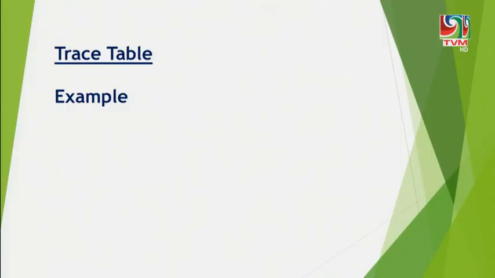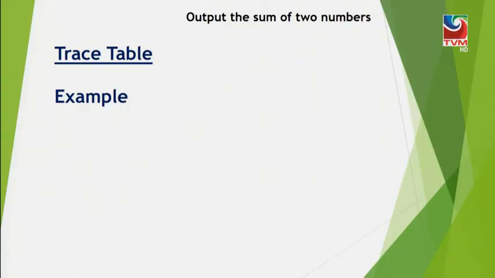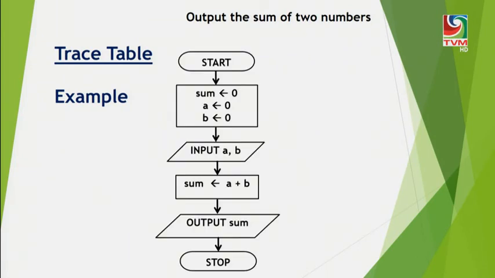Before starting this one, I will show you another example of a trace table. A trace table is also called a dry run. Dry run means we provide some inputs to the flowchart and get the results. Let's see the example question: output the sum of two numbers. I will show the flowchart, which we have already done here.